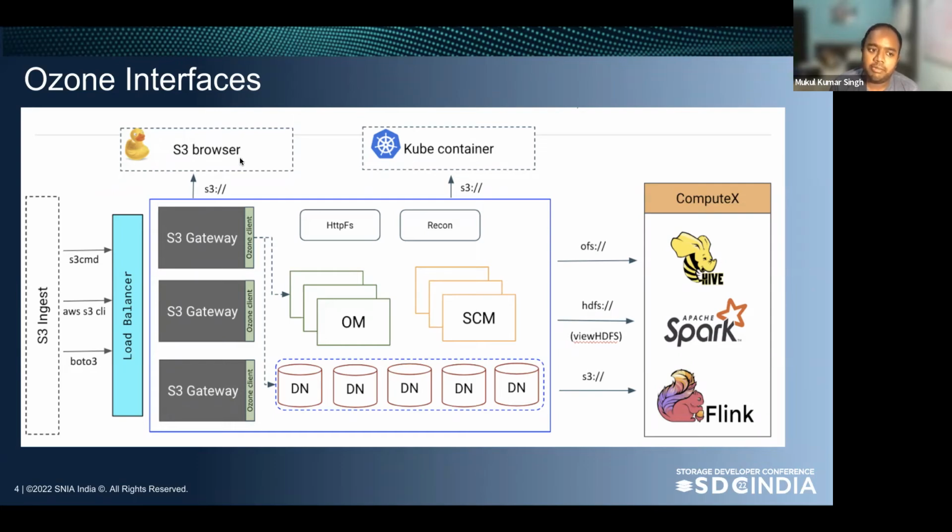Let's start on the left where we have the S3 ingestion. Here we support the Python Boto3 library, the AWS S3 CLI, and the S3 command, which are the HTTP commands, using which users can talk to Ozone. On the top, we have the S3 browser, which is supported on top of our Ozone gateways. And then we have the Kubernetes containers, which can talk to Ozone using an S3 compatible file system called Goofys.